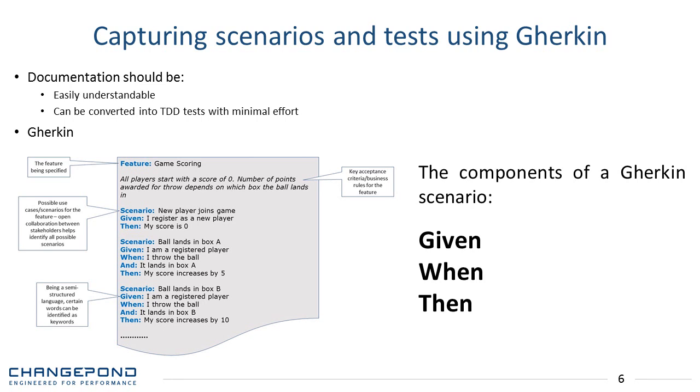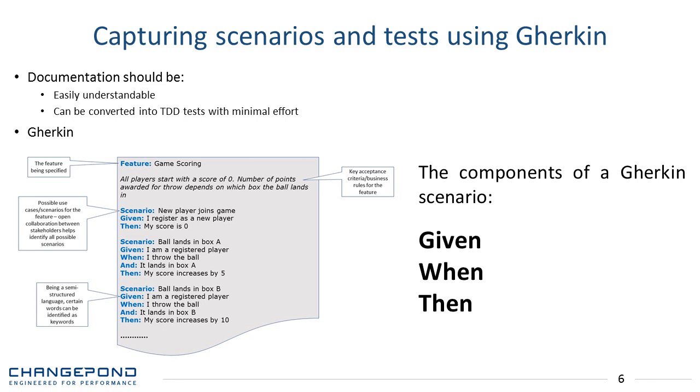Suppose you're developing a game and the stakeholders have called a workshop to discuss the rules around scoring. The example shown in the slide is a sample Gherkin document that details the scenarios for this feature. The document contains the following sections: the title of the feature being specified, the key acceptance criteria and/or business rules for the feature, and finally the individual scenarios related to scoring. Here we see the power of open collaboration. If all stakeholders are encouraged to explore the different rules and scenarios related to scoring, we are able to capture the majority of the happy path, sad path, and edge cases scenarios in this Gherkin spec.